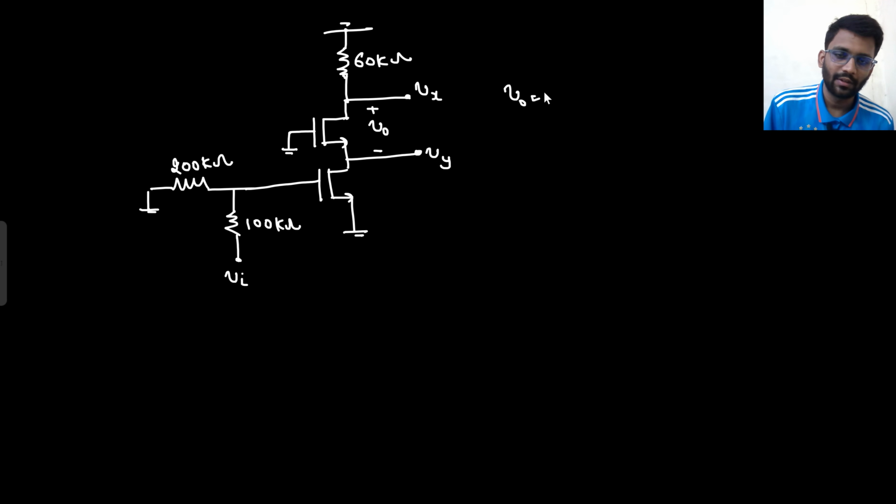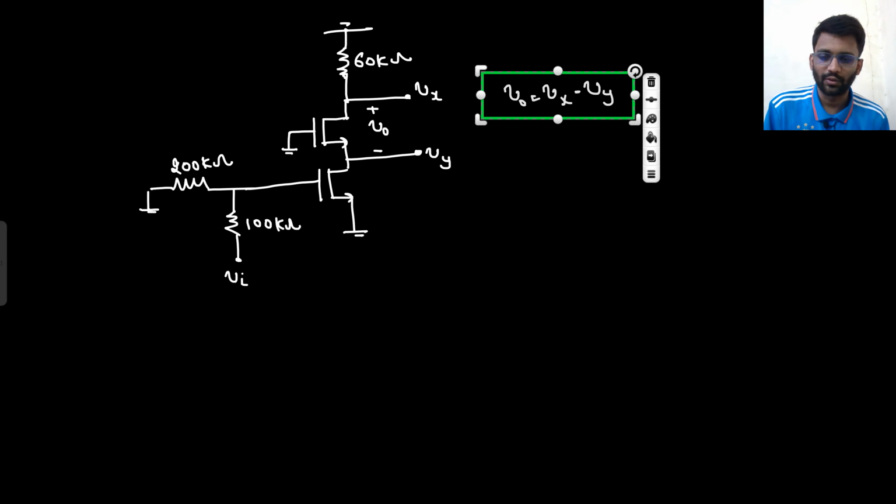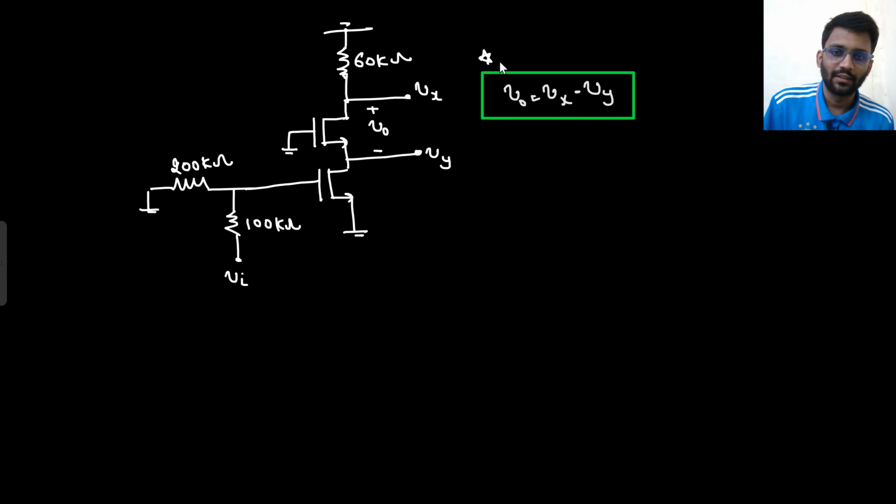So what will be my V0? V0 will be Vx minus Vy. And this is very important, because you are going to mess up here. Let's see how many of you get the correct answer. So this seems like an easy problem now.